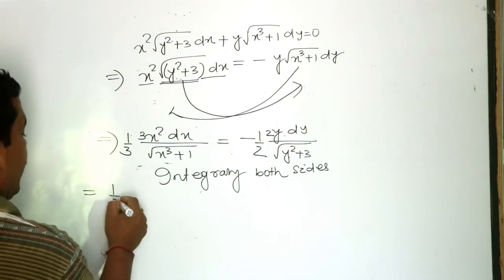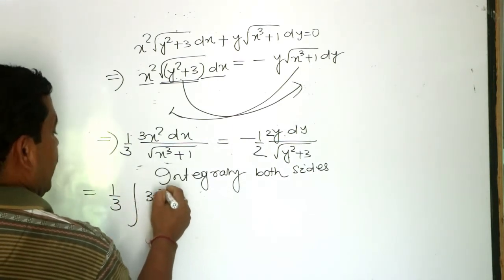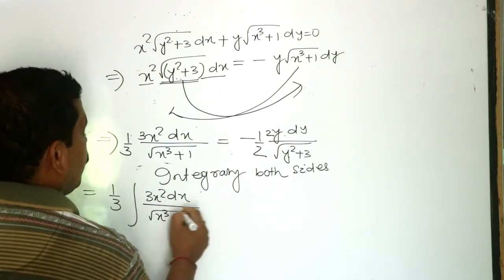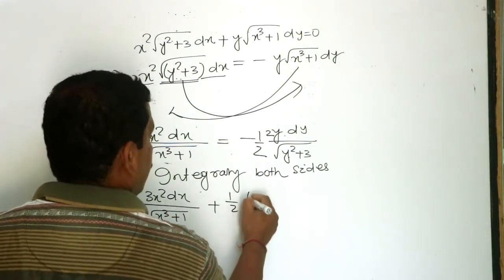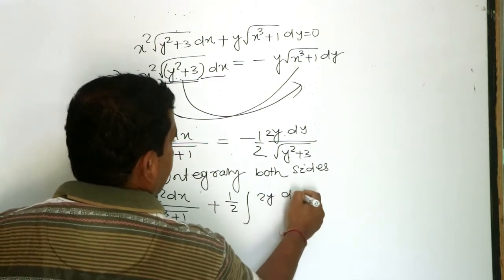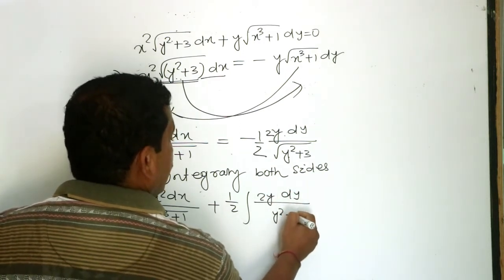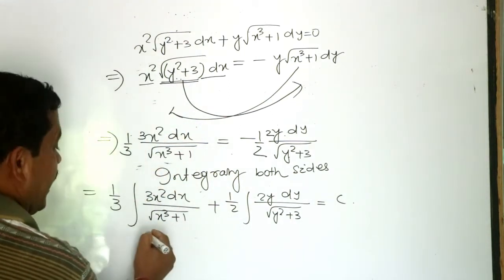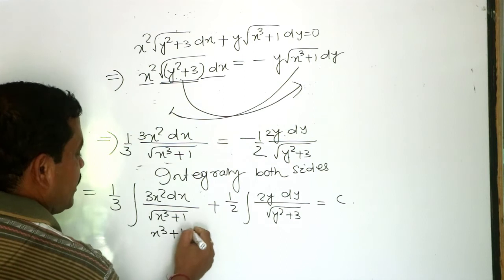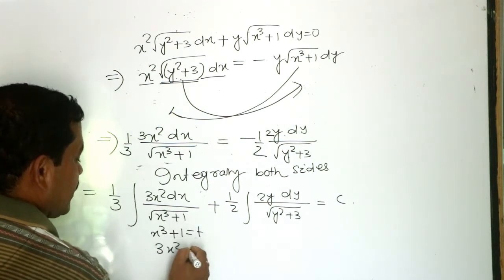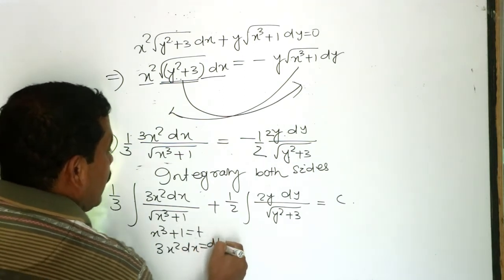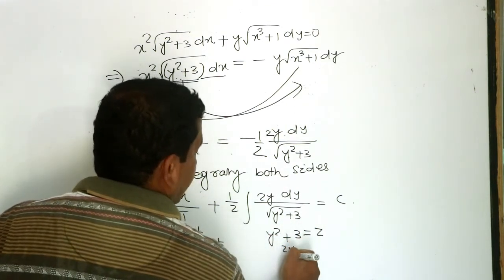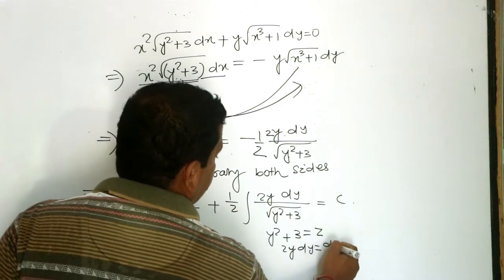That is equal to ∫ 1/3 · 3x² dx / √(x³+1) + ∫ 1/2 · 2y dy / √(y²+3) = C. If we take x³ + 1 as t, then 3x² dx is dt. If we take y² + 3 as z, then 2y dy equals dz.